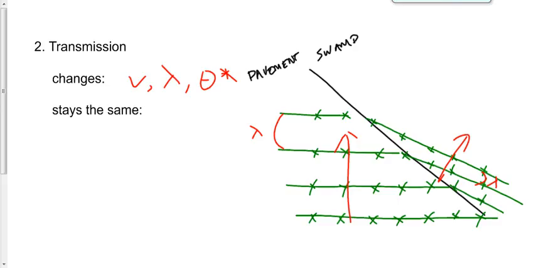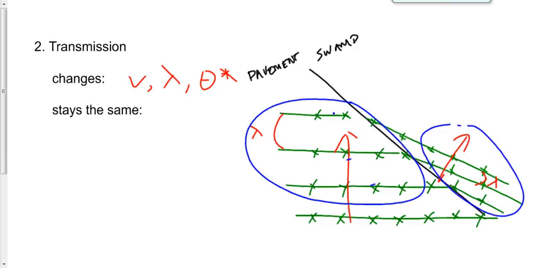What doesn't change? As soon as the waves started entering the new medium, the part that didn't enter had 3 waves per unit time. The part that did enter still had 3 waves per unit time. What hasn't changed? The number of waves per unit time. In other words, the frequency doesn't change. V will always change, lambda will always change, theta will usually change if you go in at an angle, and f will never change. It always remains the same. Good?